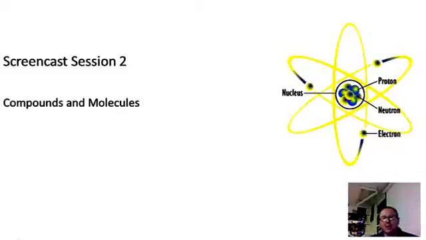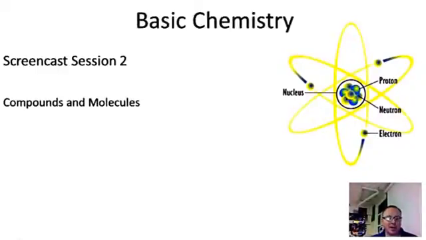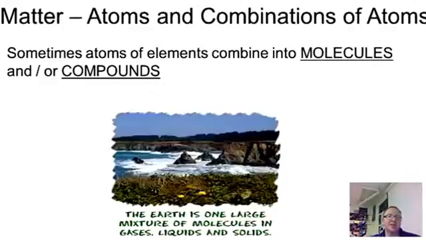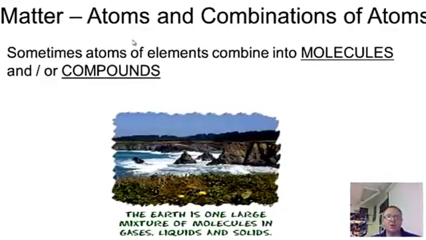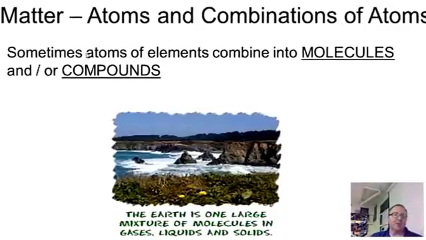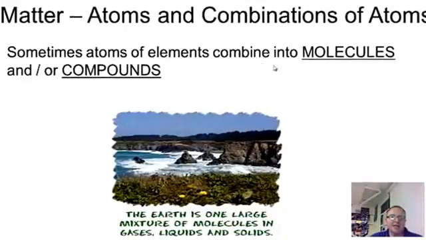You learned a little bit about how we interpret information about atoms from the periodic table. Now, when we talk about matter, obviously we're talking about everything that has mass and takes up space, all the things that are around us. Usually, when we encounter matter in our world, we're really looking at atoms and different combinations of atoms. It's important to know that sometimes atoms of elements can combine into things called molecules and or compounds.